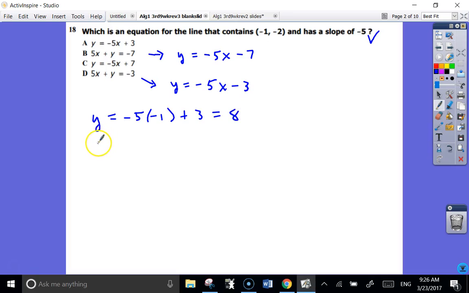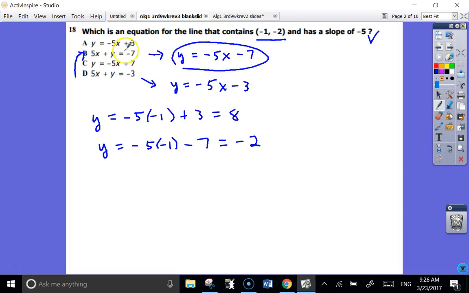That's not good. y equals -5 times -1 minus 7, which is -2. There we go. So on yours, it should have looked like 5x plus y equals -7. I plugged it in to that, but you might have plugged it in to that. Either way, it worked.